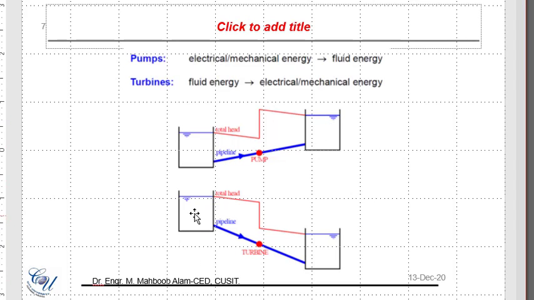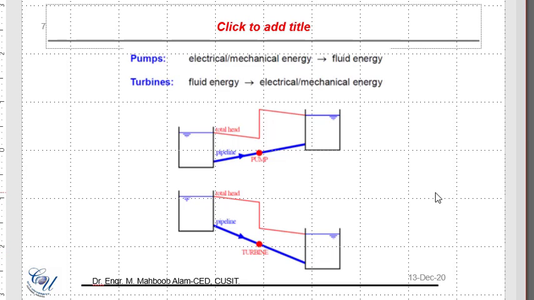Similarly, if the picture is reversed and we need water from this upper reservoir to the lower reservoir, then obviously it can travel by itself through gravity because this one is at the lower location. But sometimes we also need more energy into that system so that we can take energy out of the water and use it for some useful purposes.